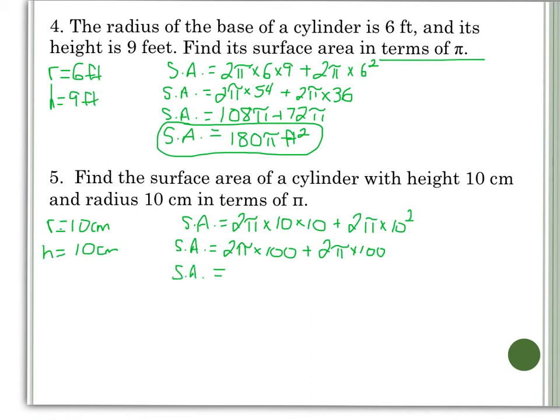So simplifying again, we have 200 pi plus 200 pi. Again, we're going to leave in terms of pi, so we're going to combine our like terms. We have 400 pi centimeters squared.